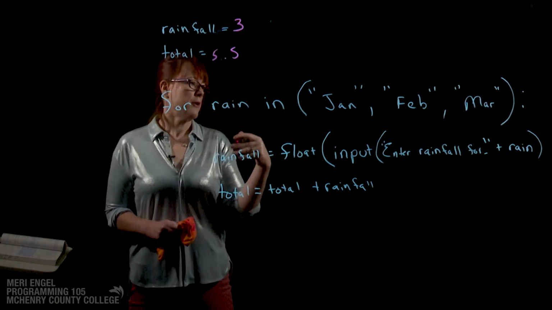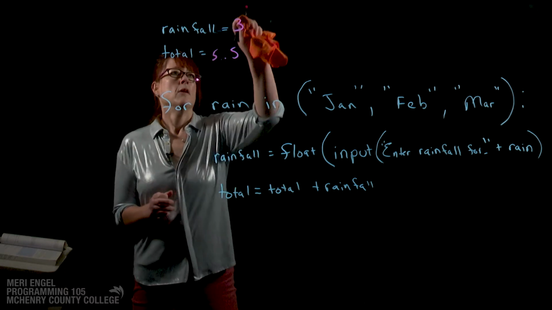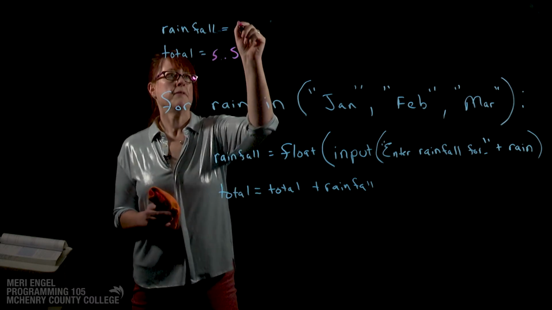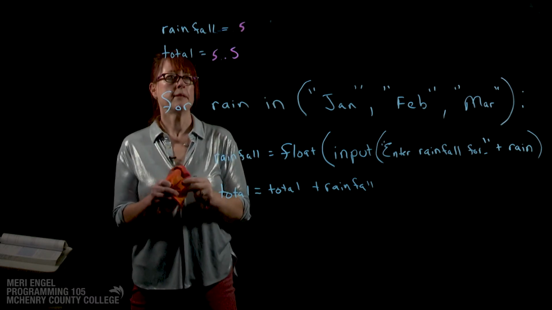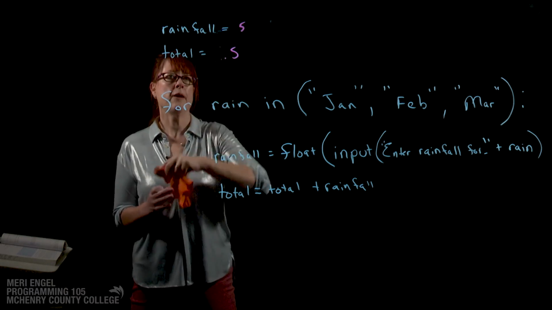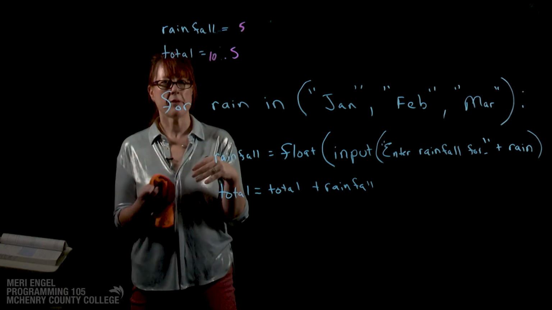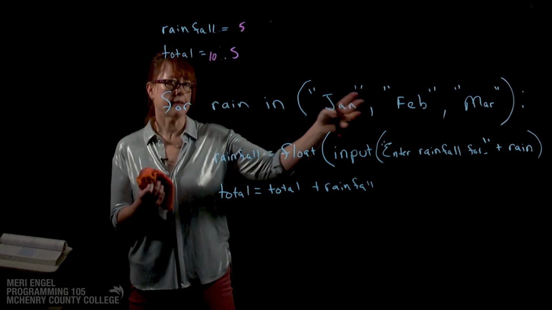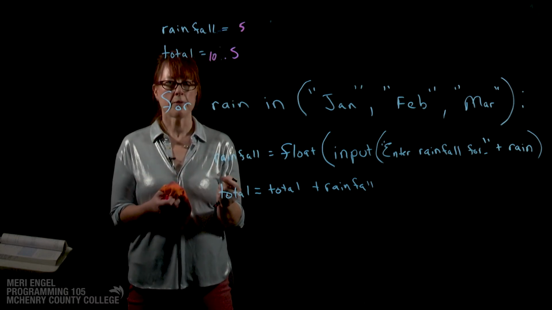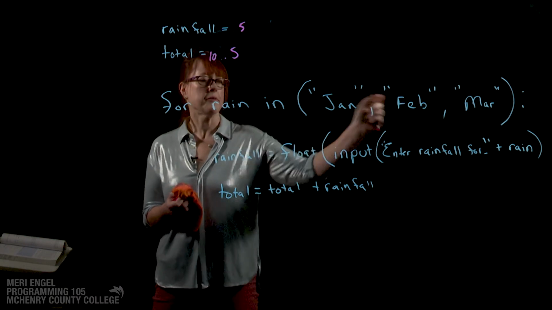And then with March, enter the rainfall for March. We'll say that is 5 inches. So rainfall would become 5, total would become 10.5. And once we have this, we could also be doing a count. We could have a counter counting out how many there are. There's different ways to get lengths of lists, and we could turn this into an average and do other processing with it.